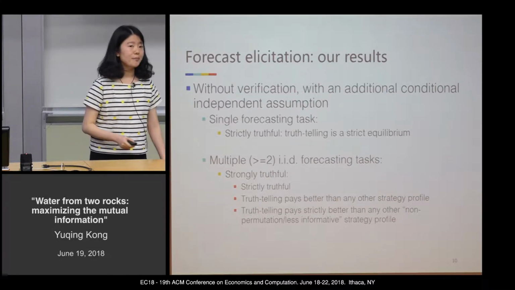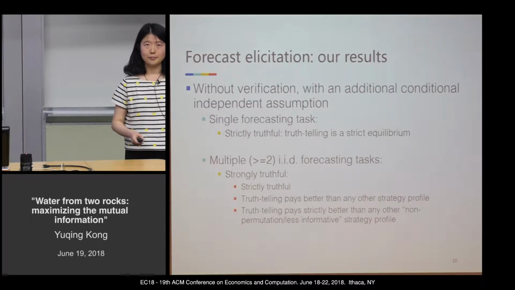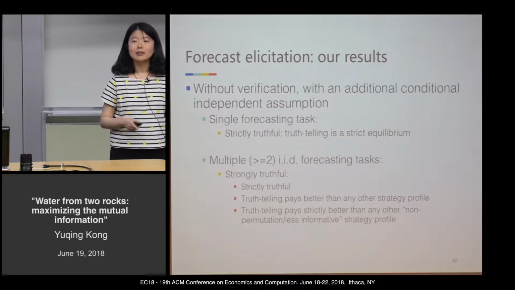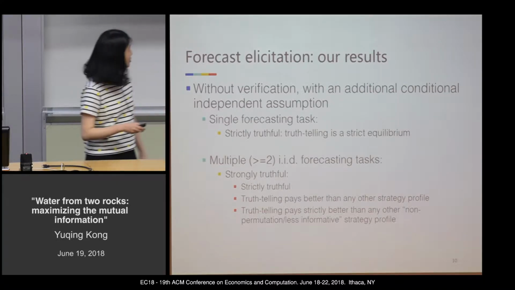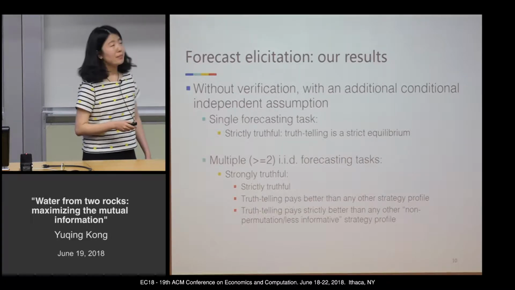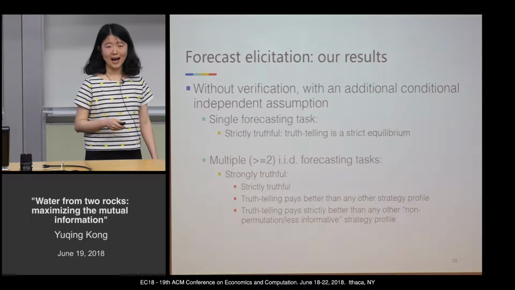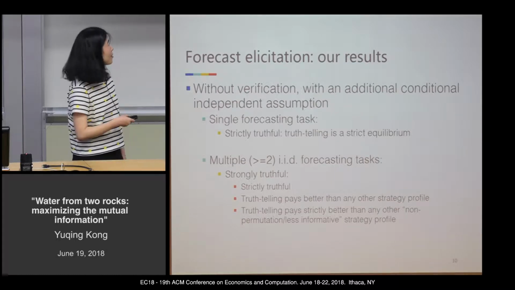So we not only make truth-telling a strict equilibrium, but it also pays better than any other strategy profile, and it pays strictly better than any other less informative strategy profile. Here I omit the formal definition, but you can think of the permutation strategy profile as something unnatural and risky. So it is already a very strong property.